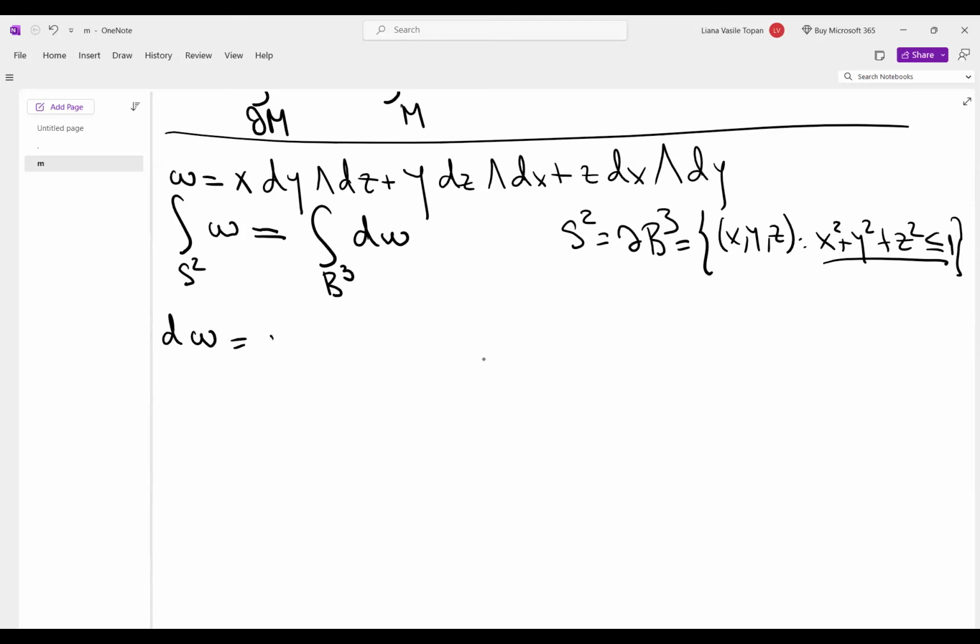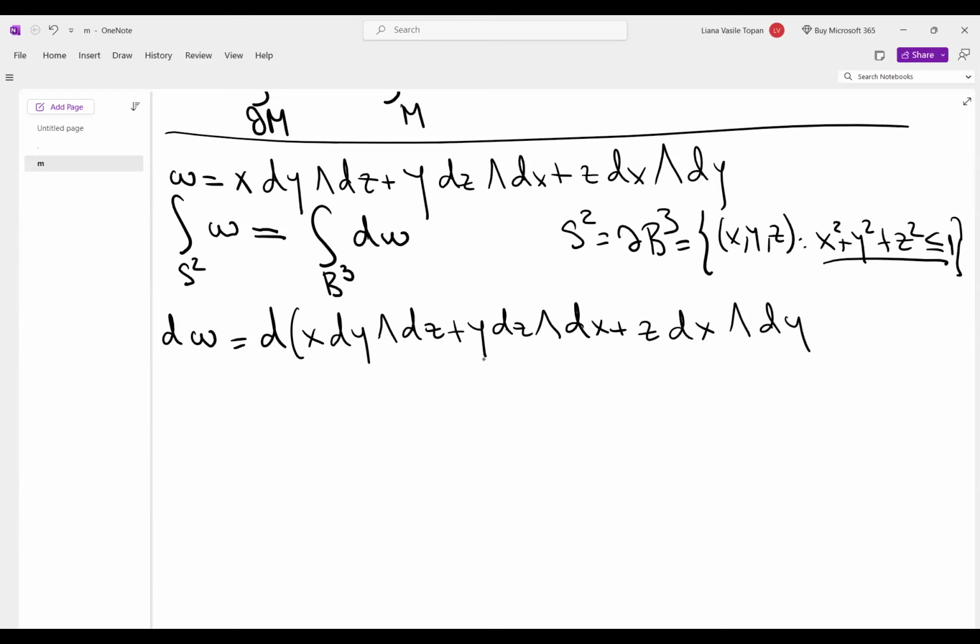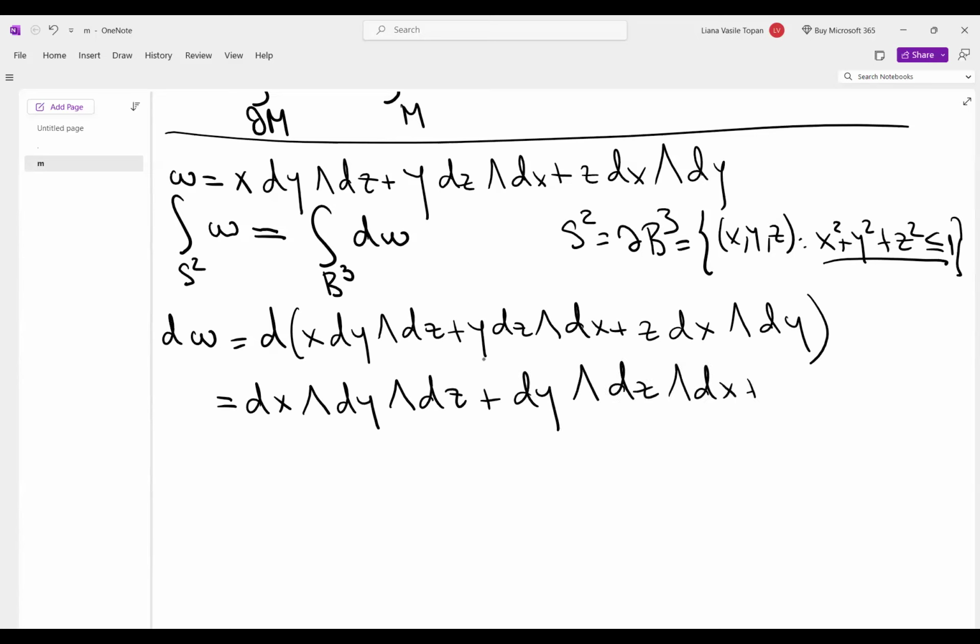So let's go and see what d omega is, right? So this will be d of x dy wedge dz plus y dz wedge dx plus z dx wedge dy. So let's compute this expression. So we have dx wedge dy wedge dz plus dy wedge dz wedge dx plus dz wedge dx wedge dy, right?